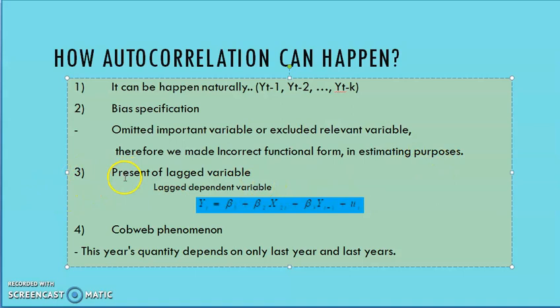Third, the presence of a lag variable, like the first one, and this is the model. And the fourth reason is the cobweb phenomenon. For example, this year's quantity depends on last year's and the last two years' production. That might be the cobweb phenomenon. You can explore the cobweb phenomenon through readings.